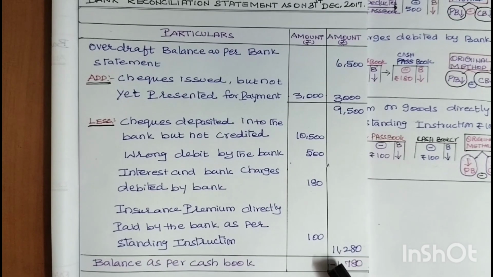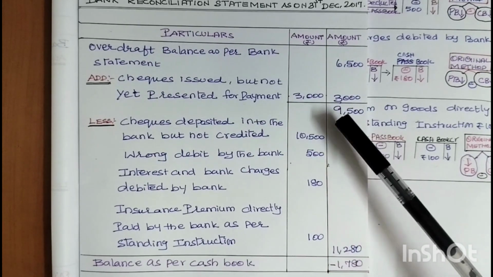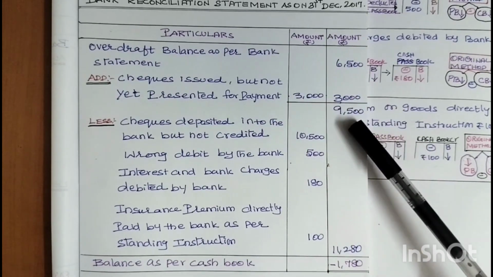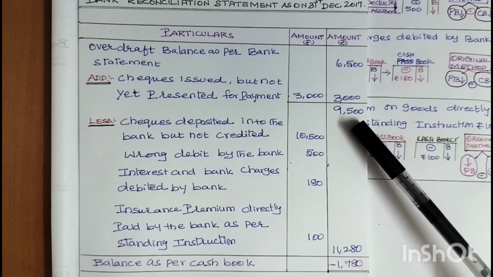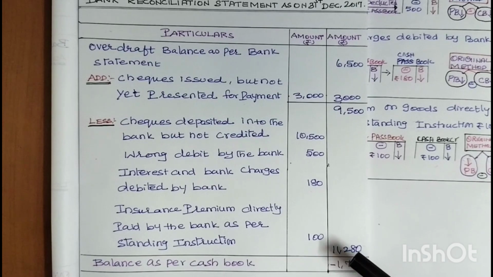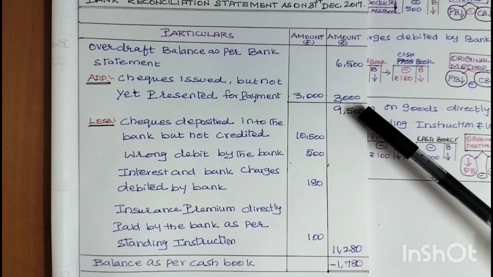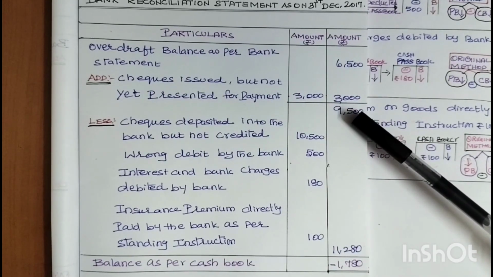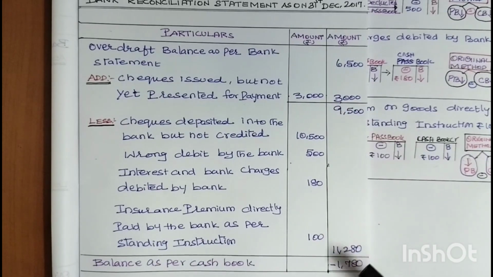Listen here, the subtracted value is higher. Okay, the added value is 9,500. So the subtracted amount is more than the added amount. Okay, so then when we subtract, we will get 1,780. It is the negative value. Okay, unfavorable value, we get the unfavorable value.